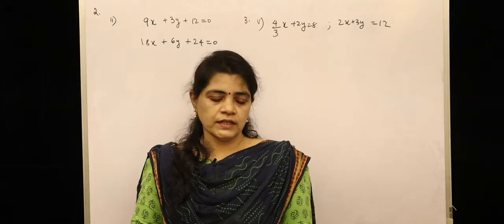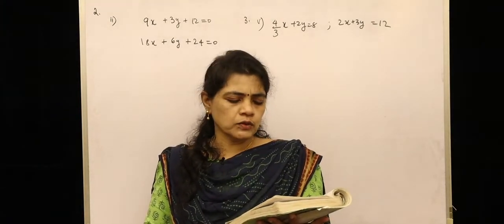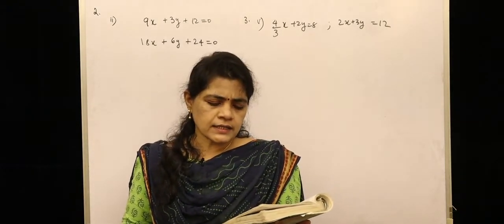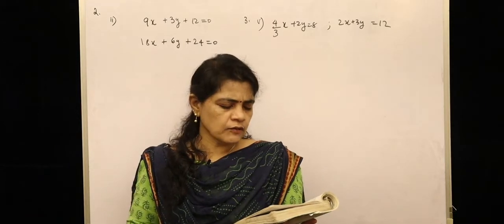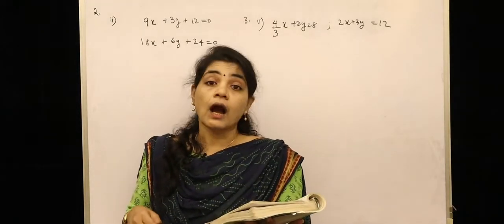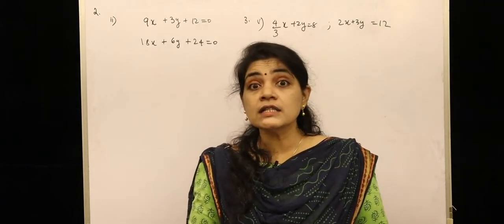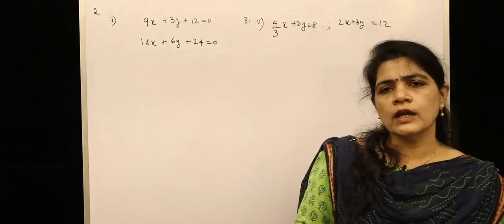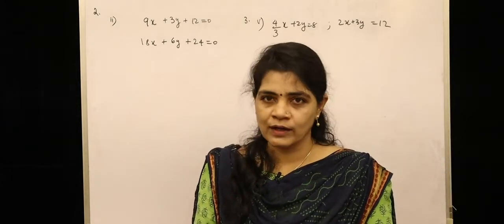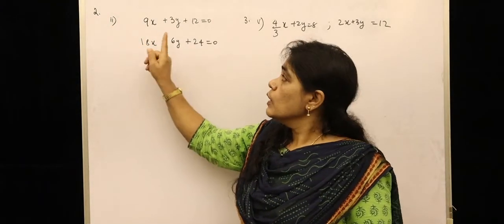Now the second question: on comparing the ratios A1 by A2, B1 by B2, C1 by C2, find out whether the lines representing the following pairs of linear equations intersect at a point, are parallel or coincident. Under this question we have 3 subparts, but I am going to do only one for you, and the remaining you can easily find out and do as homework. Yes, children, I selected the second question for you by comparing.